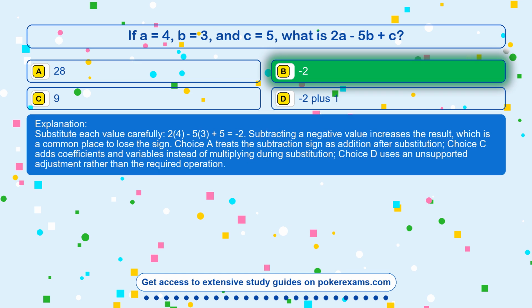Substitute each value carefully. 2 times 4 minus 5 times 3 plus 5 equals minus 2. Subtracting a negative value increases the result, which is a common place to lose the sign. Choice A treats the subtraction sign as addition after substitution. Choice C adds coefficients and variables instead of multiplying during substitution. Choice D uses an unsupported adjustment rather than the required operation.